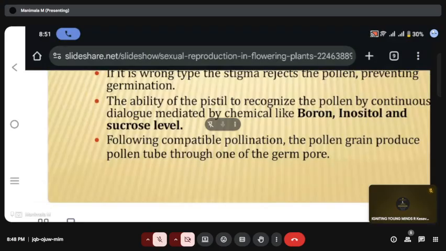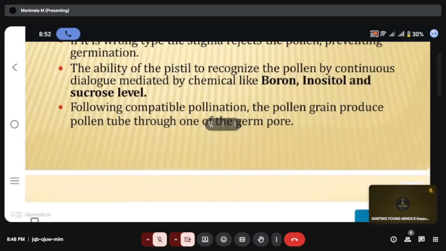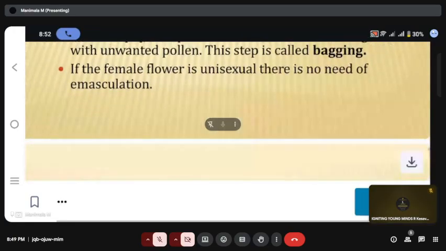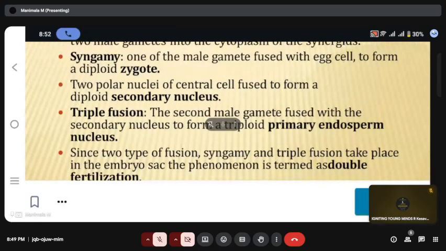So I told you now what chemicals mediate the pollen pistil interaction. Now, boron, please make a note. Boron, inositol, and sucrose level. Boron, inositol, and sucrose. Got it? We'll see in the next class.